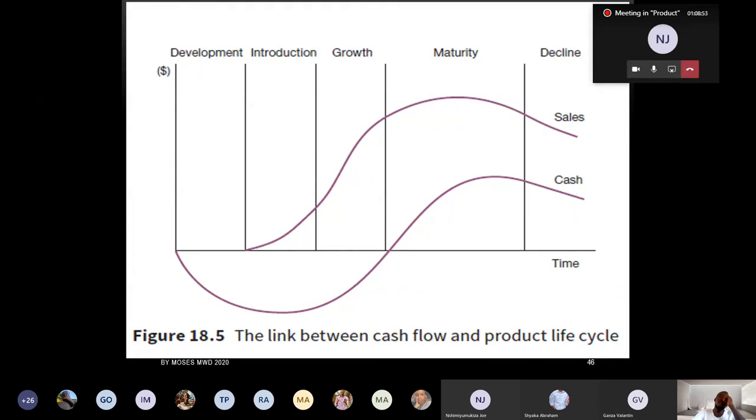So note, there is a negative relationship between sales and costs, or between sales and cash flow. When sales are rising, costs reduce. When sales are reducing, costs rise. The curve explains that well. Whenever you make more sales, costs are covered very well without any complaint. So that's what we are trying to talk about.